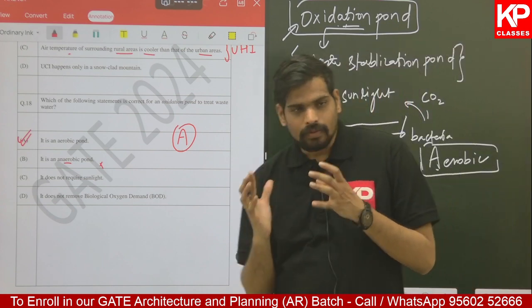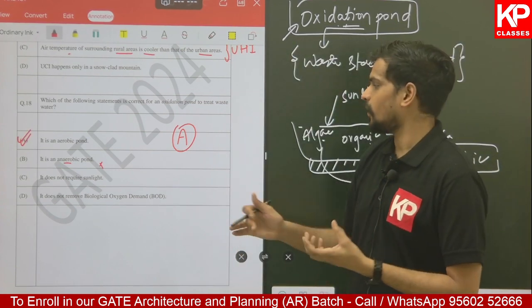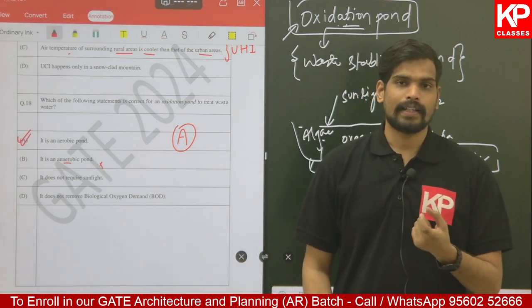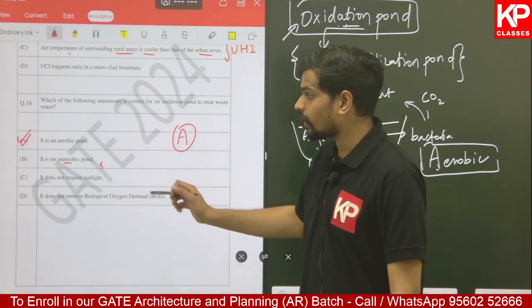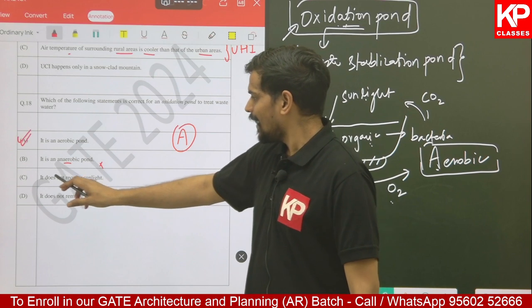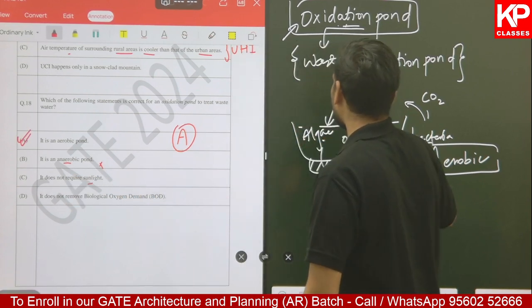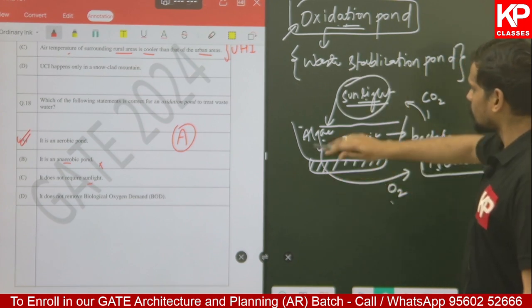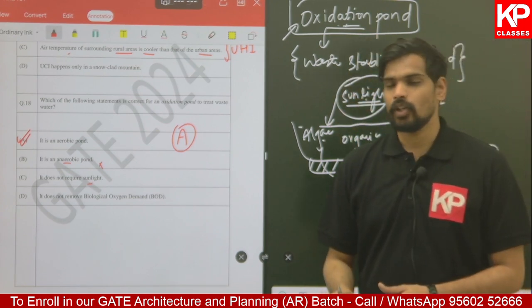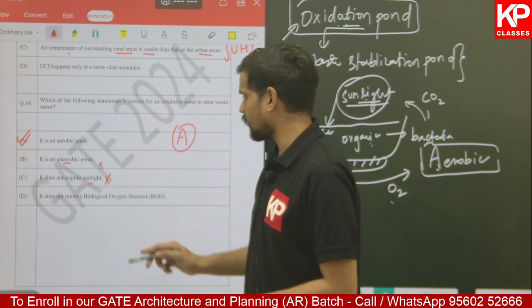However, oxidation ditch by default is an aerobic process where the aerobic bacteria will decompose the organic matter or organic waste present in the wastewater. It does not require sunlight. That would be incorrect to say, because sunlight is an important aspect in the overall working of the oxidation pond. So this is also an incorrect line.